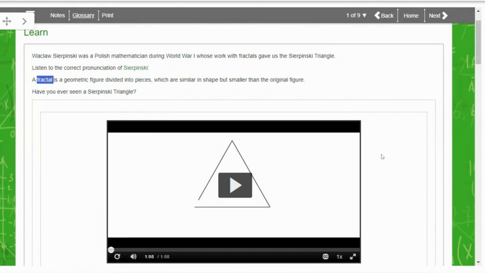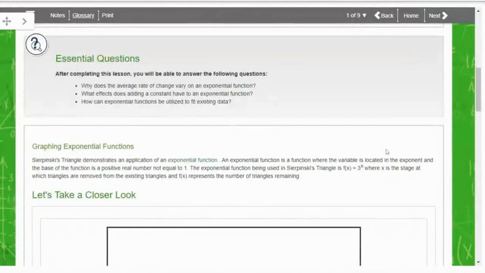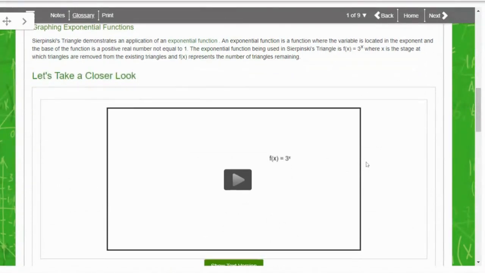And you wonder, what does that have to do with graphing exponential functions? Well, actually, Sierpinski's triangle demonstrates an application of an exponential function. An exponential function, if you remember, is where the variable, like the x, is the exponent, and the base number can't be 1. If it's 1, you don't have an exponential equation because 1 raised to any power is just 1. So that's actually just linear.